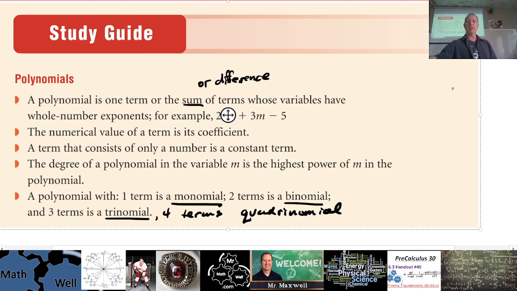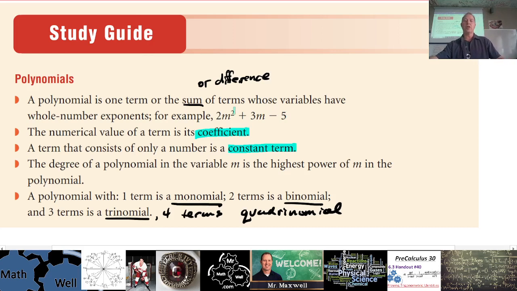The coefficient is the number that is multiplied by the variable. That's called the coefficient. If there's a number shown that does not have a variable, that's called a constant term. So coefficients are the numbers multiplied. Constant terms are the ones usually written at the end, but they have no variable on them. The degree of the polynomial is the largest exponent that you see on any of the variables in the terms. So 2 is the largest exponent I see on an m there, and so this is degree 2 right here.